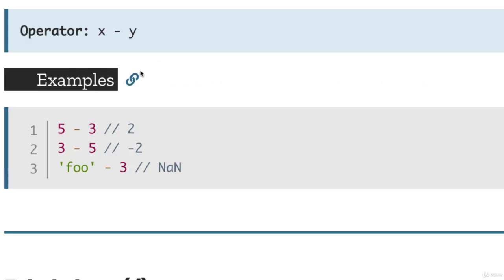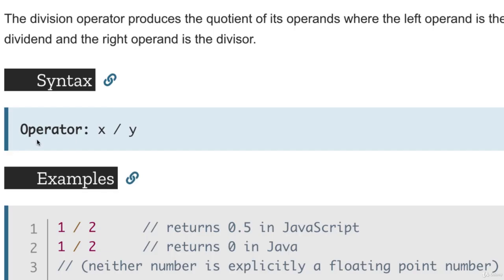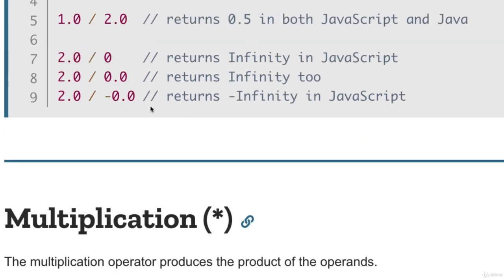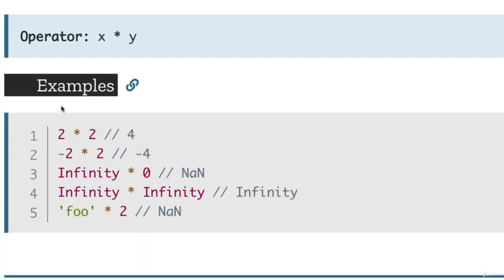There's also subtraction. When we're subtracting a number, and we're doing a string minus 3, then we're returned back not a number. As we saw in the last lesson, it tries to convert the string to a number, so that's where we get NaN being returned back. We also have division, so we've got division by all the different values, and then the values that are being returned.